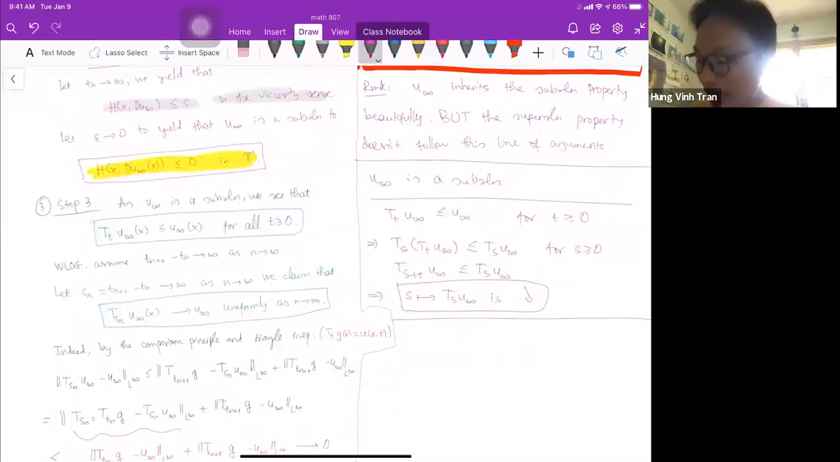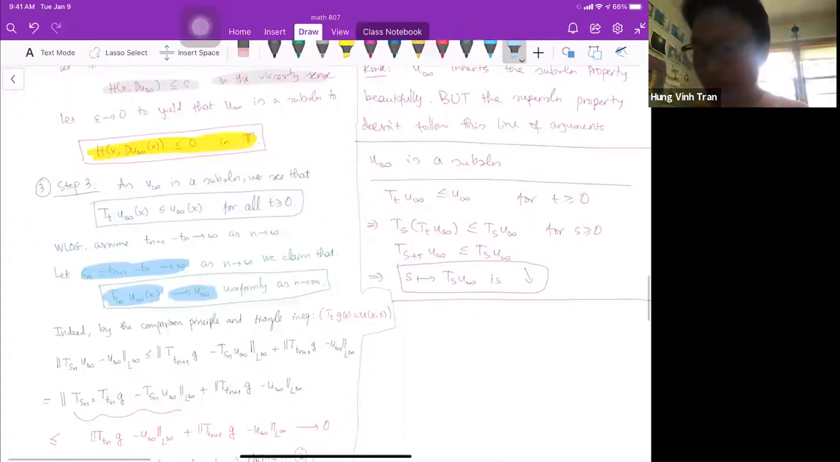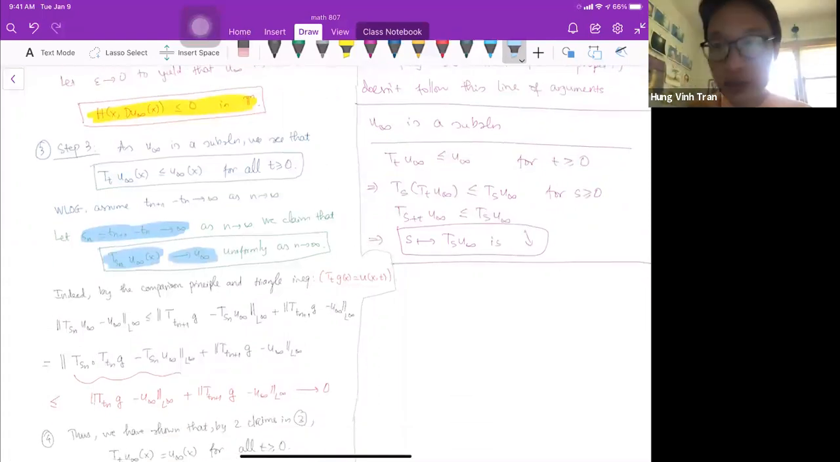Now, I'm going to claim that from here, we can actually imply that U infinity is not just a subsolution, it's also a solution. How do we do that? By passing to a subsequence if needed, you can assume that s_n, the difference between t_n and t_{n+1}, is large, so it's going to infinity. So I claim that T_{s_n} of U infinity is converging to U infinity. Again, I'm following the proof in Fathi's book and Fathi's paper here. I'm trying to respect the ideas. It might look a little bit confusing to you, but if you check back, everything is hidden in that key point.